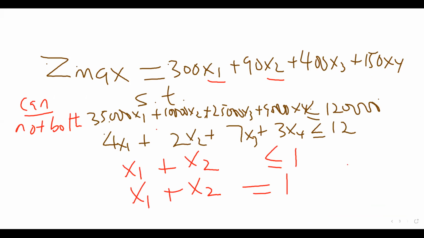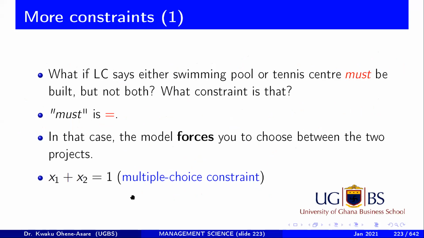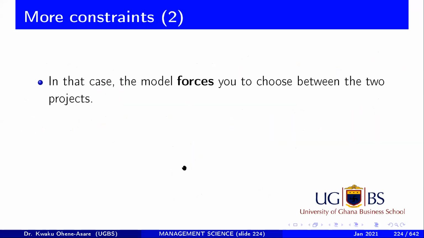Yeah, I think the others have been able to catch up the scenario and how it's supposed to be. So that is how it's supposed to be. Now let me show you that in the slide. So that is called a multiple choice constraint. So you have no choice. If you choose this one, you can't choose the other. So you are forcing one to choose the other.